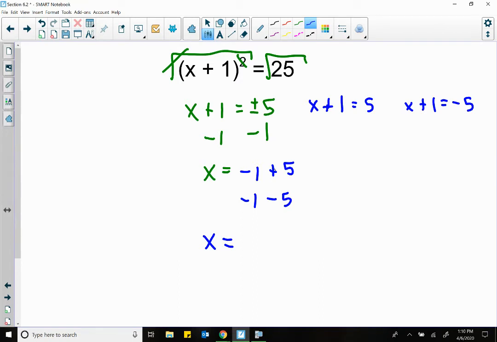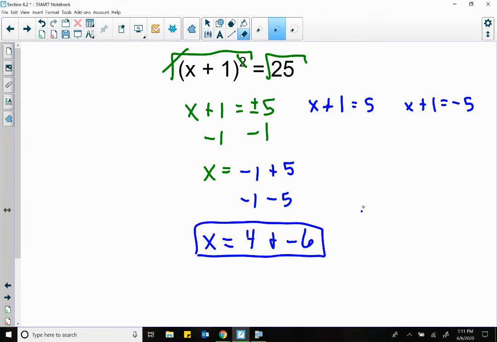So what's negative 1 plus 5? That's 4. What's negative 1 minus 5? That's negative 6. And those are your two answers. 4 and negative 6. Okay? Because this acts like it's two separate equations. If you want to write out the two equations, by all means, go right ahead. Or you can come down here and think of it as just negative 1 plus the 5 and negative 1 minus the 5. It's all the same.